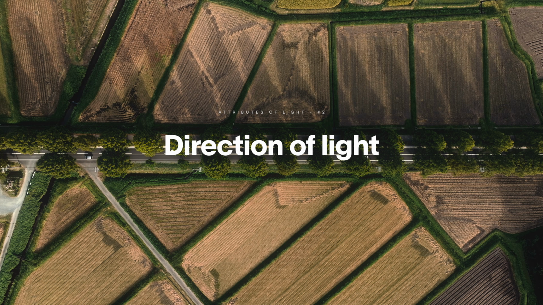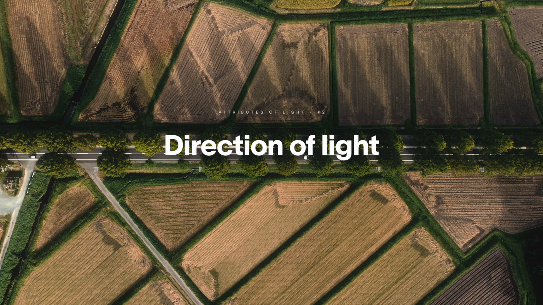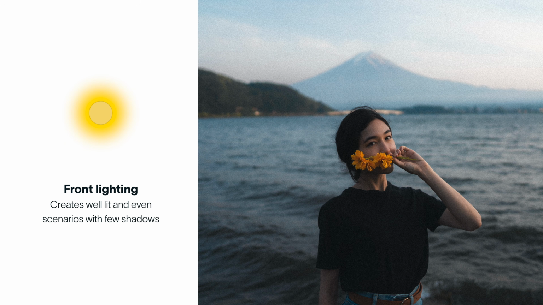Understanding the direction of light can be a huge unlock for many photographers. Light can come from anywhere: above, below, the side, in front, behind your subject. Each direction changes how a photo feels. Front lighting, where the light is shining directly at your subject, makes it evenly lit and minimizes any shadows, which are perfect for clear, detailed portraits.